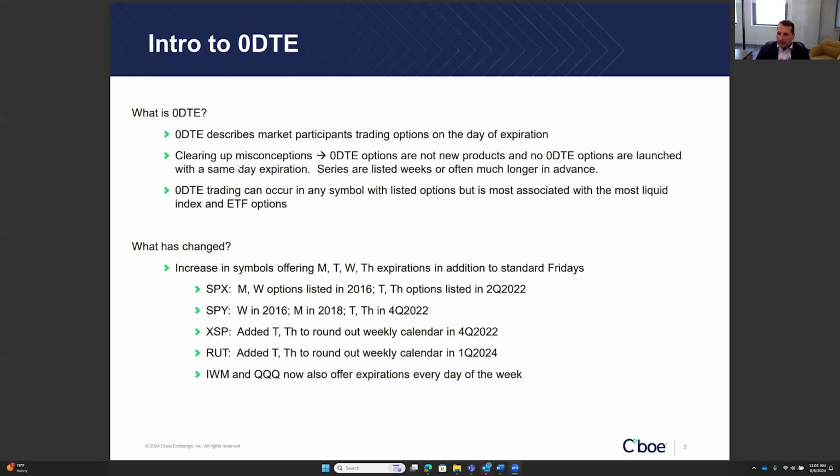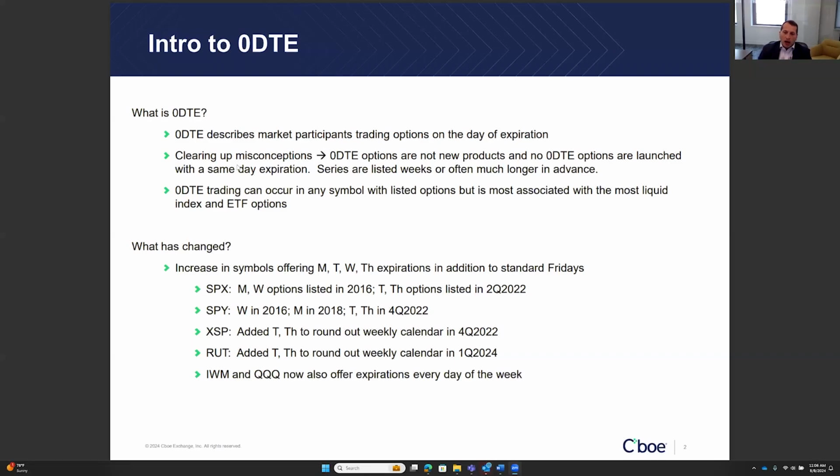SPX started listing Monday and Wednesday in 2016. And then Tuesday, Thursday actually did not get listed until the second quarter of 2022 in SPX. SPY followed suit with Wednesdays and Mondays in 2016 and 2018 respectively, and then also later in 2022 added the Tuesday, Thursday. So up until then, there actually weren't options listed every day in SPX or SPY.